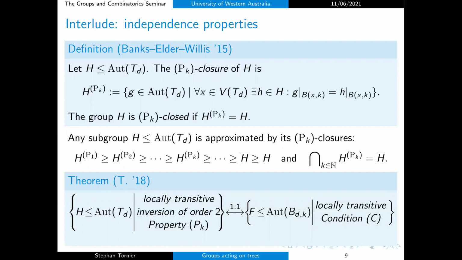Yeah, and that's really what makes the whole thing work, right? If I didn't have this independence property, then there's no hope of getting the whole group into this finite information F here. That's what makes it work.